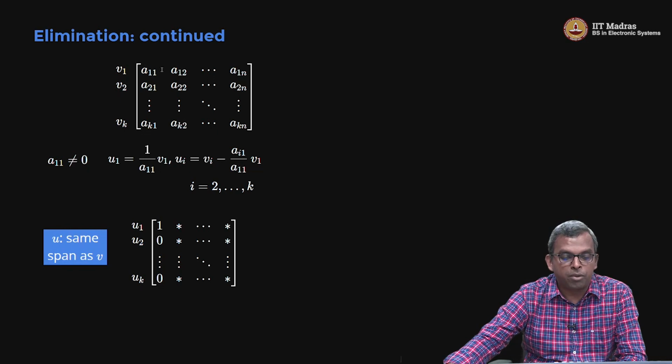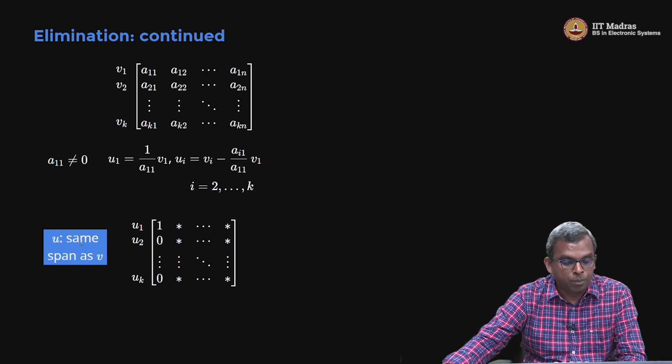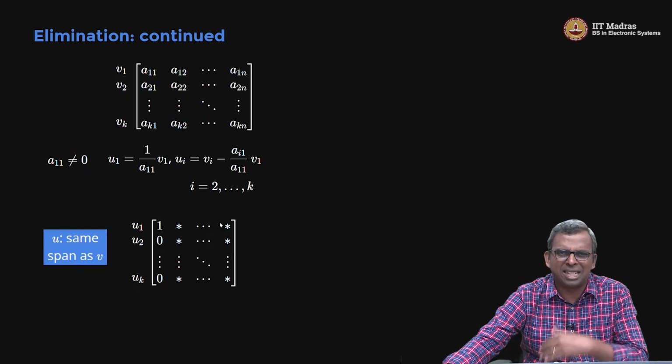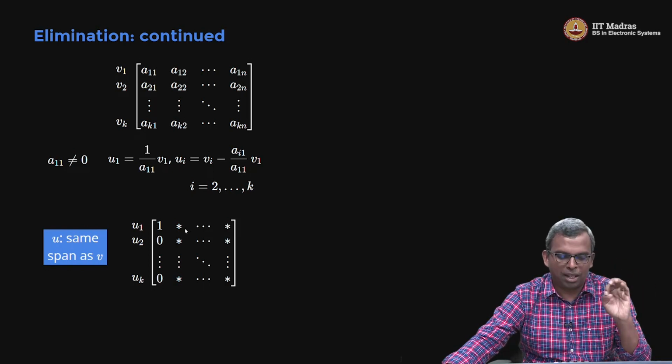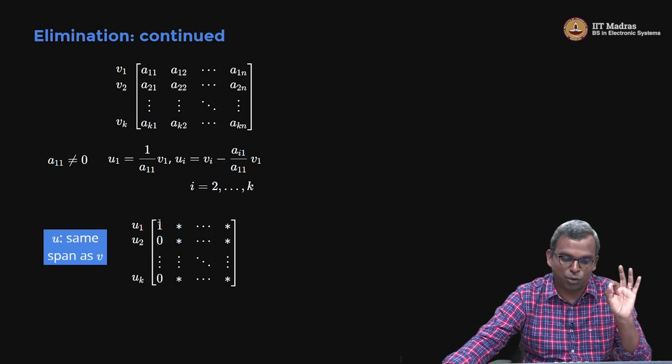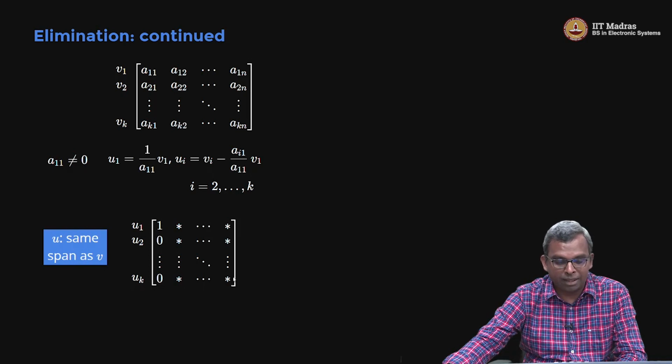I'm assuming my first pivot is non-zero. I've written U1 as V1 by A11, and then all the other Ui as Vi minus Ai1 by A11 times V1. So I've eliminated like that. After elimination, U has the same span as V, but U has the simplified structure. So it's 1. The star basically represents anything. It could be 0 or non-zero. But I know the first position is 1 for sure. Then below that 1, I will have all zeros, and the remaining entries I don't know.